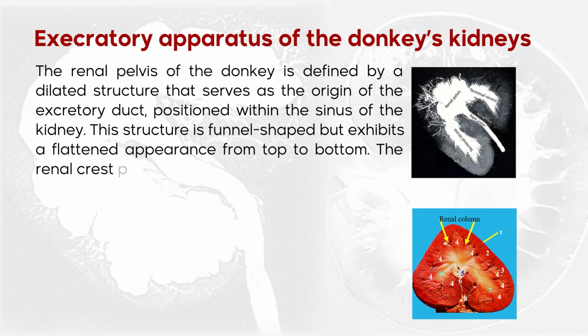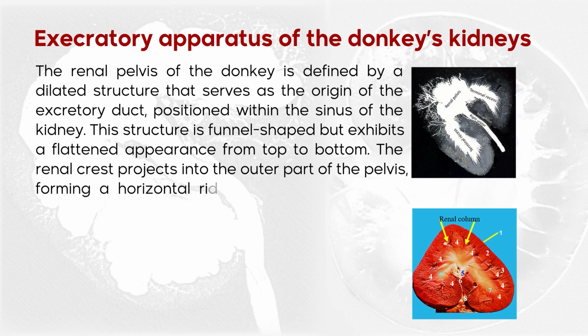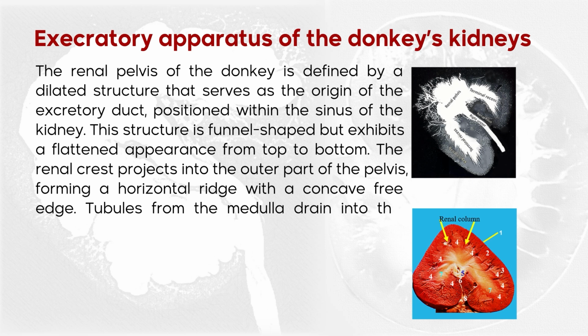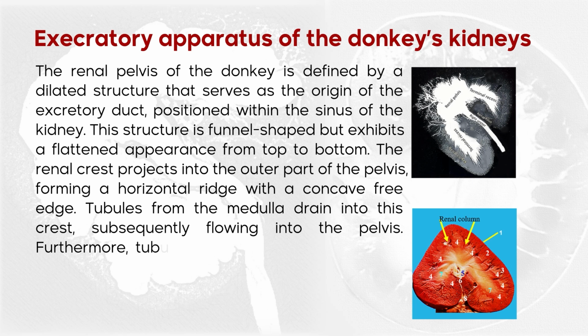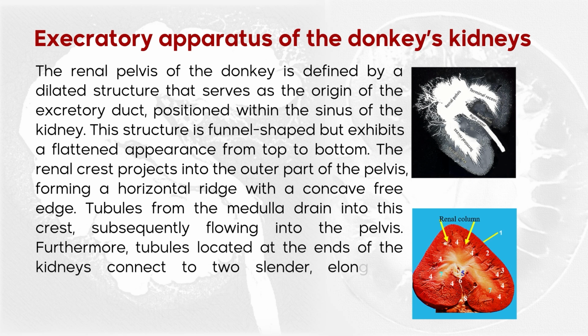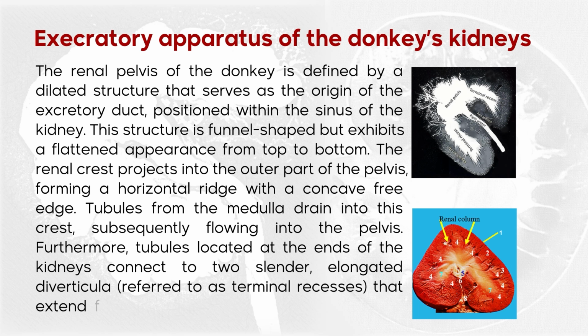The renal crest projects into the outer part of the pelvis, forming a horizontal ridge with a concave, free edge. Tubules from the medulla drain into this crest, subsequently flowing into the pelvis. Furthermore, tubules located at the ends of the kidneys connect to two slender, elongated diverticula, referred to as terminal recesses, that extend from the pelvis toward the poles of the kidneys.